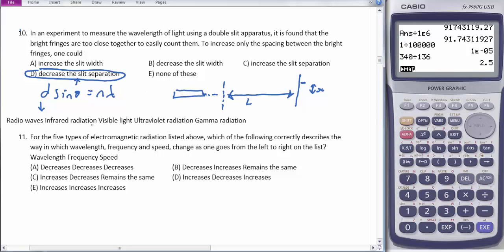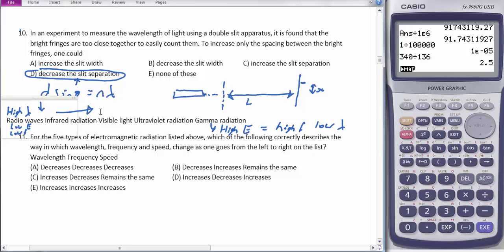Radio waves, infrared radiation, visible light, ultraviolet radiation, gamma radiation. For the 5 types of electromagnetic radiation listed above, which of the following correctly describes the way in which wavelength, frequency, and speed change as one goes from the left to the right? I know that gamma is high energy, so that means it is also high frequency. I know that radio waves are low energy, and so low frequency. And so this is high wavelength and low wavelength.